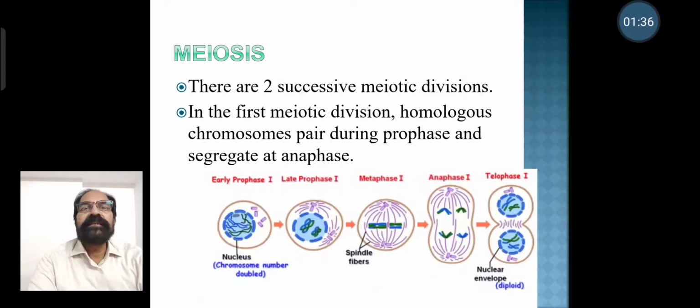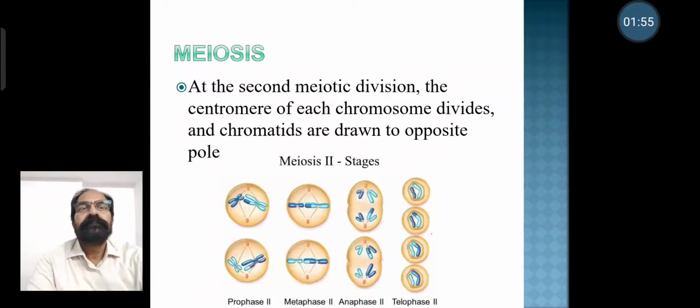So in the picture you can see the meiosis. There are two successive meiotic divisions. In the first meiotic division, homologous chromosomes pair during prophase and segregate at anaphase. At the second meiotic division, the centromere of each chromosome divides and chromatids are drawn to opposite poles.